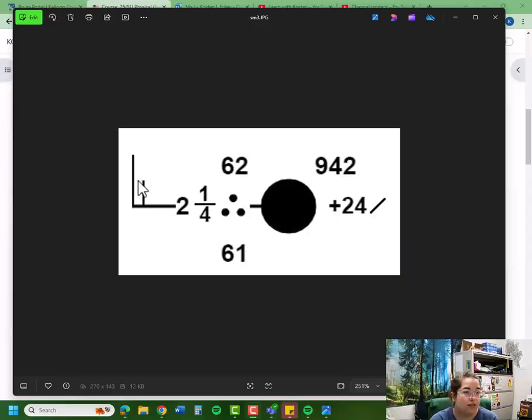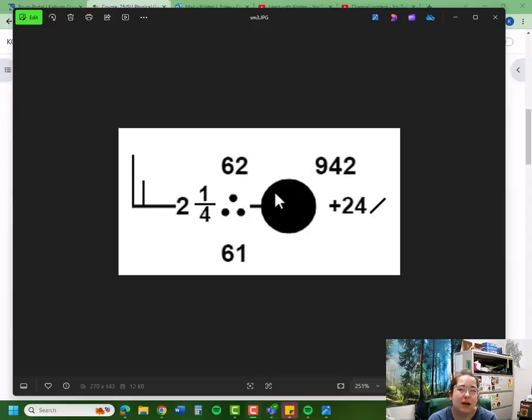So if I had 25, I would do 2 longs and then a short. If I had 30, I would just do 3 longs. If I have no wind, I would not have a directional wind stick. I would just have a circle around the station indicating calm weather, 0 wind.